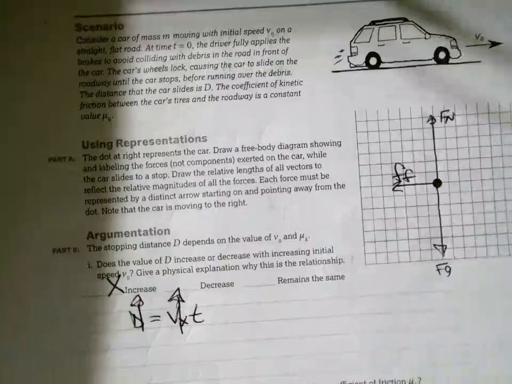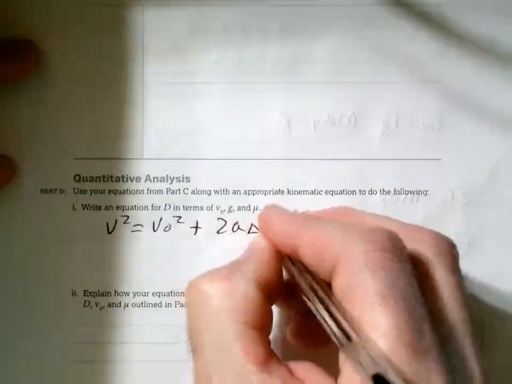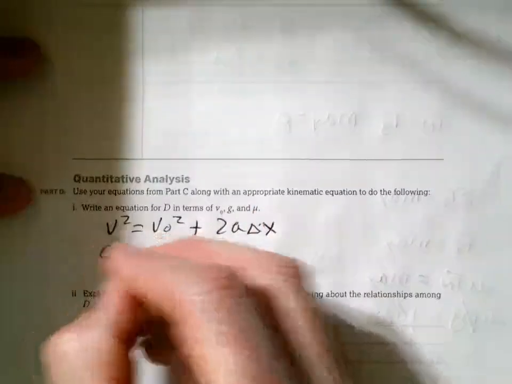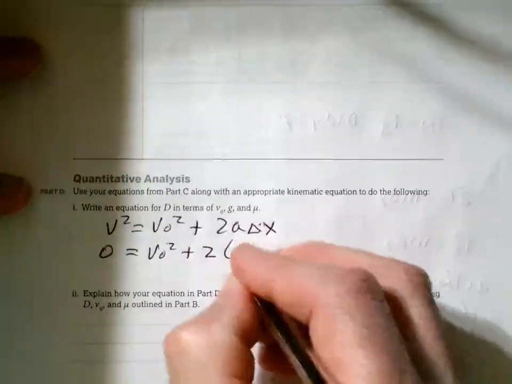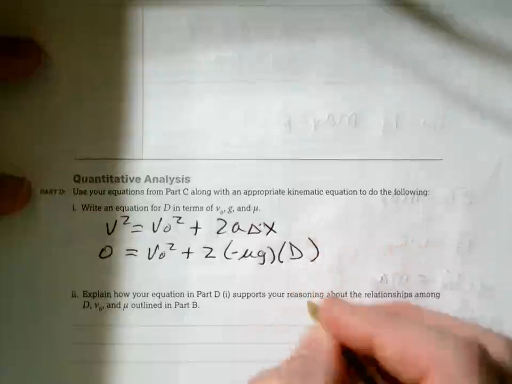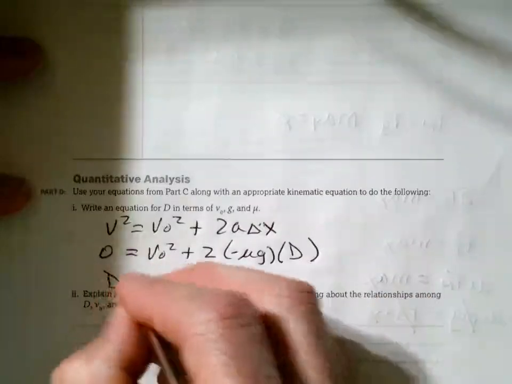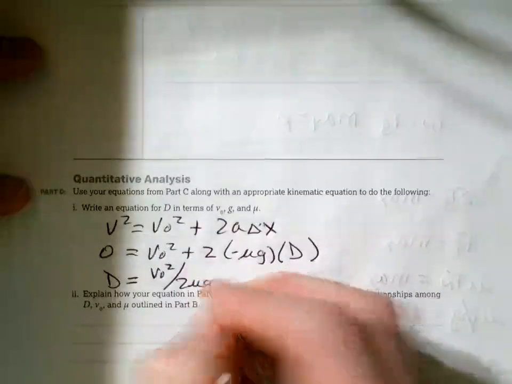And then for part D, there's a part D? Write an equation for d in terms of v naught, g, and mu. We have v squared equals v naught squared plus 2ax. So the final velocity is 0 because it screeches to a halt, and we have initial velocity squared plus 2 times, so a is minus mu g, and x is equal to d. So d, the stopping distance, is equal to the square of the velocity divided by 2 mu g.